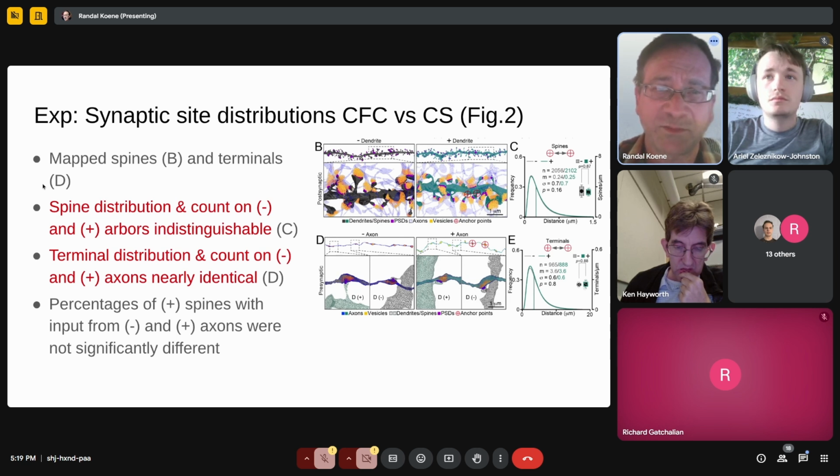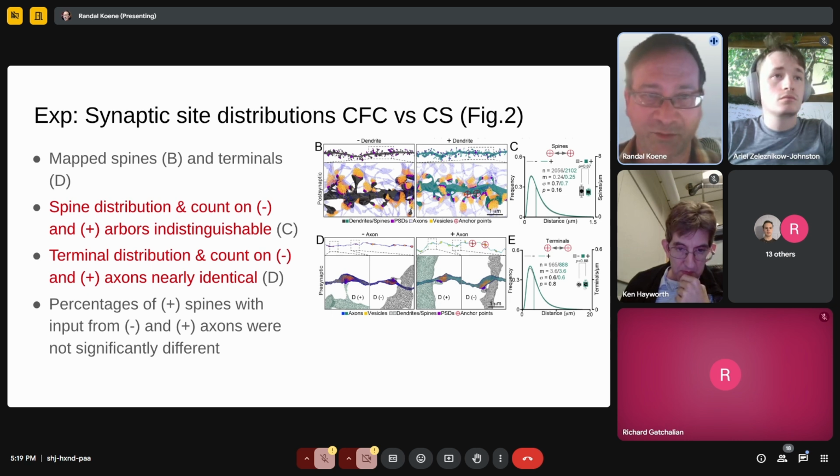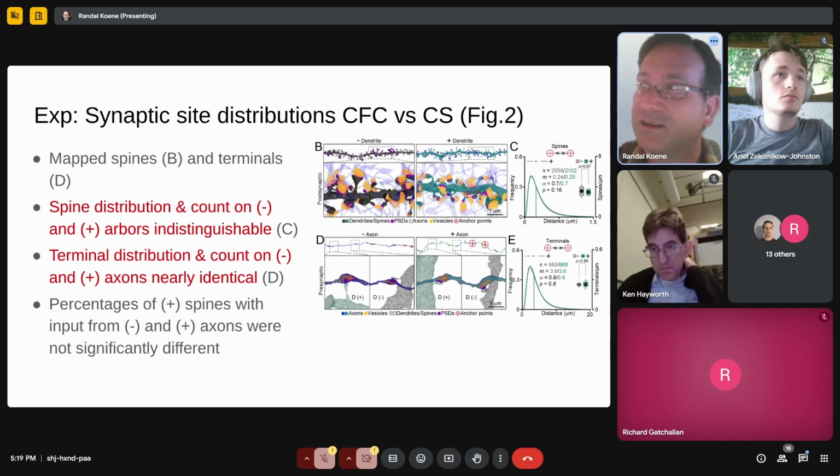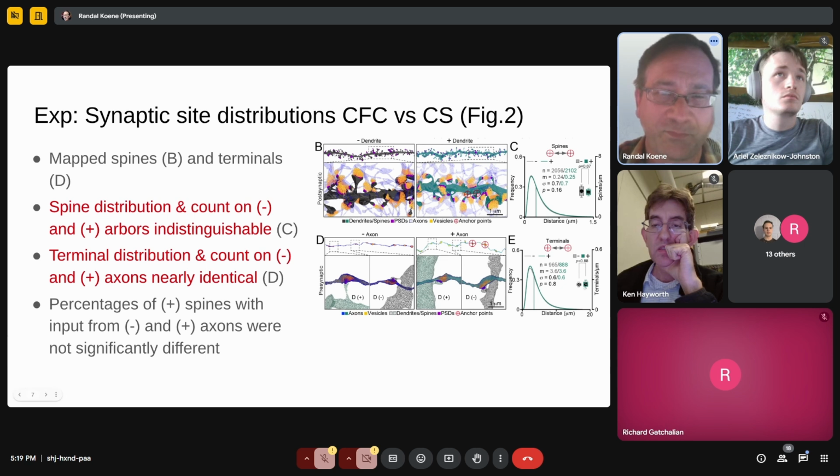To determine if task-specific coactivation of CA3 and CA1 pyramidal neurons is attributed to their preference for wiring with each other, they compared the patterns of reporter expression in Schaffer collateral fibers and their postsynaptic partners within local receptive fields, and found percentages of plus spines receiving inputs from minus and plus axons were not significantly different. I didn't include that figure because I wanted to make this a little easier to read than the last time I presented with so many figures.